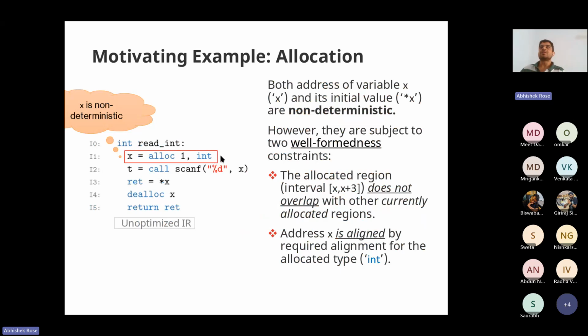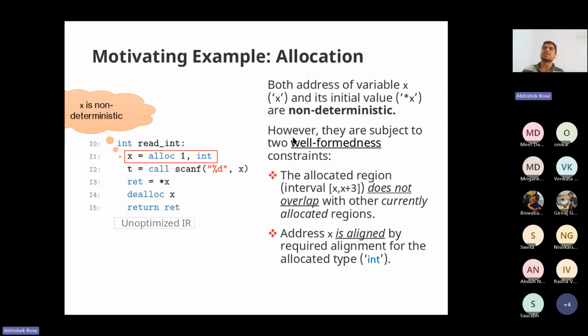So let's go over the semantics of allocation and deallocation. The semantics are that the address which the alloc operator returns, which is the address of x, is non-deterministic. Similarly, its value is also non-deterministic, that is, dereference x or star x. But they are not truly non-deterministic.